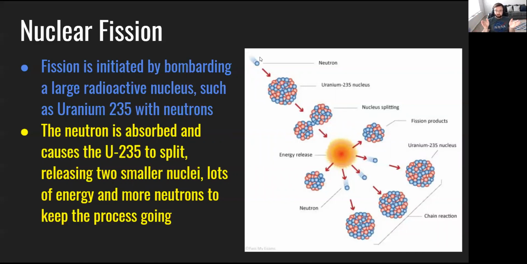And when you did that, you also produce energy and more neutrons. The other neutrons that you produce are going to go find more uranium, strike them, and split them. This is called a chain reaction. Since you started one process, it's going to keep going. More neutrons are going to be released, splitting more uranium, causing more of a reaction. More and more energy is going to be released.